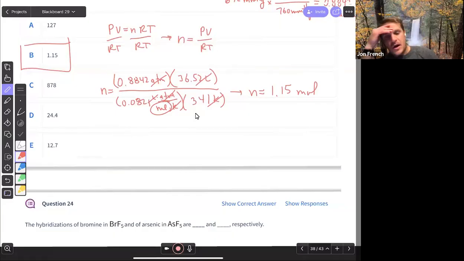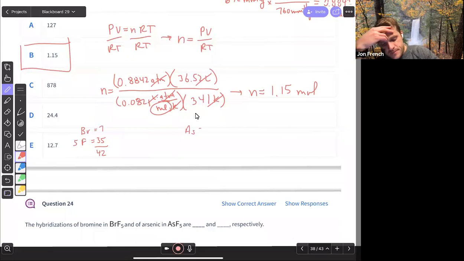Right, so for question 24, they want to know the hybridization of both of these. So I've got bromine pentafluoride and arsenic pentafluoride. Bromine's got 7 electrons, right? I've got 5 fluorines, 7 electrons each. So that's 35, that's 42 electrons to assign.